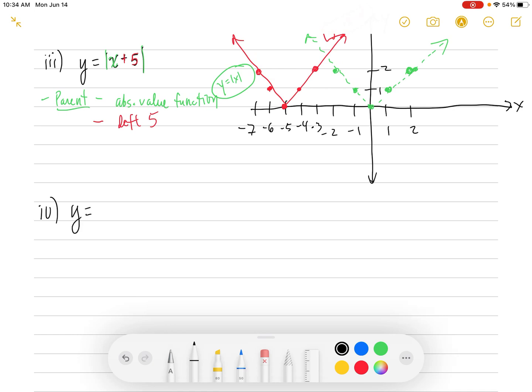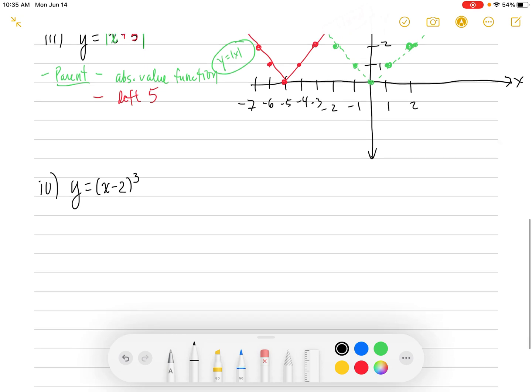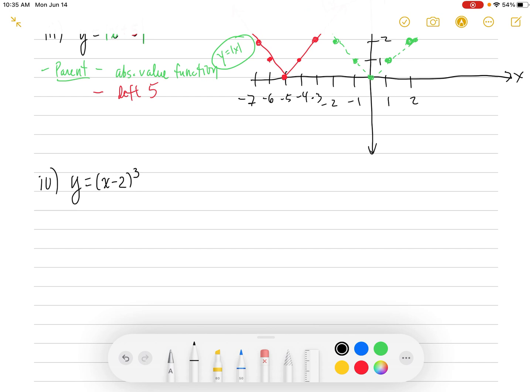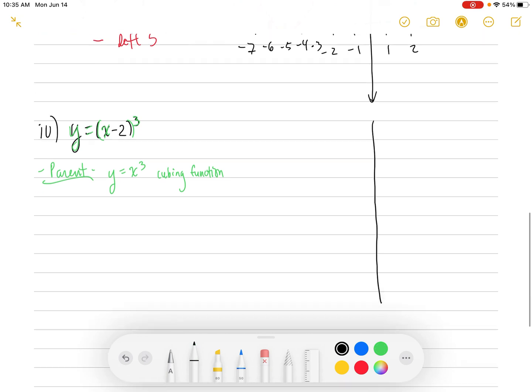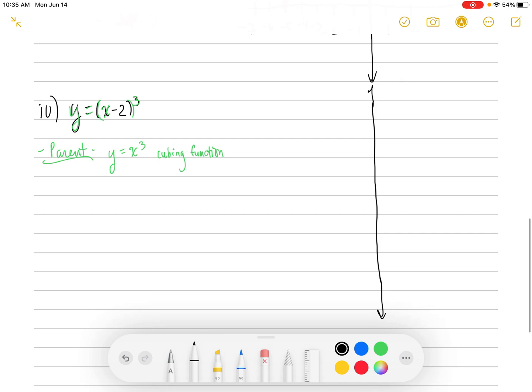Okay, let's do number 4. It's going to be y equals parentheses x minus 2 cubed. So what's our parent here? It's y equals x cubed, the cubing function. Let's graph the cubing function. Not the cube root, but the cubing.